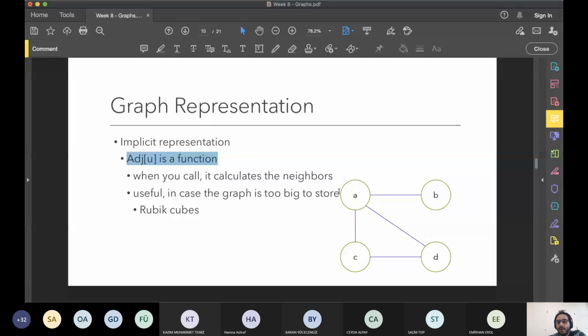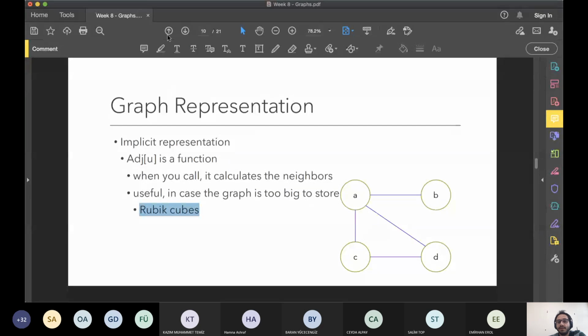If the graph is too big, then most of the time we just need a small part of the graph as our answer. Therefore, we don't need to store the whole graph and then search it. Basically, we can calculate what the neighbors are, or the part of it that we want. The Rubik's cube is an example of this.